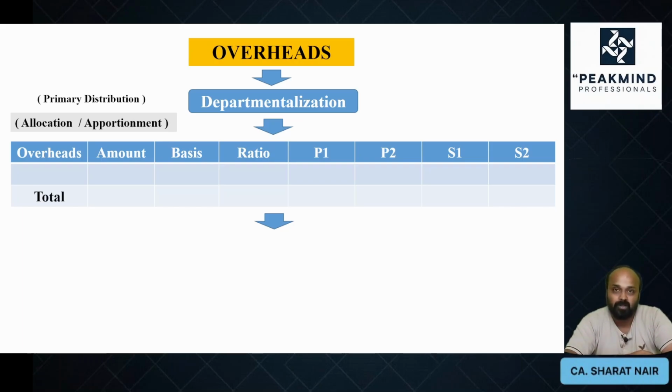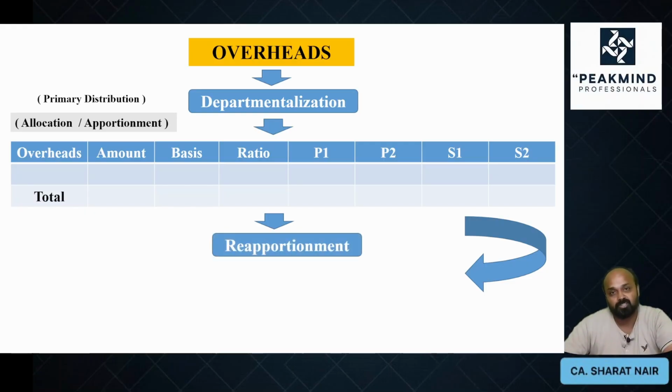So here is what we are talking about: reapportionment of overhead. That is nothing but all the overhead which has been apportioned or allocated to the service departments will get reapportioned to the production departments. And this entire procedure is called secondary distribution of overheads.